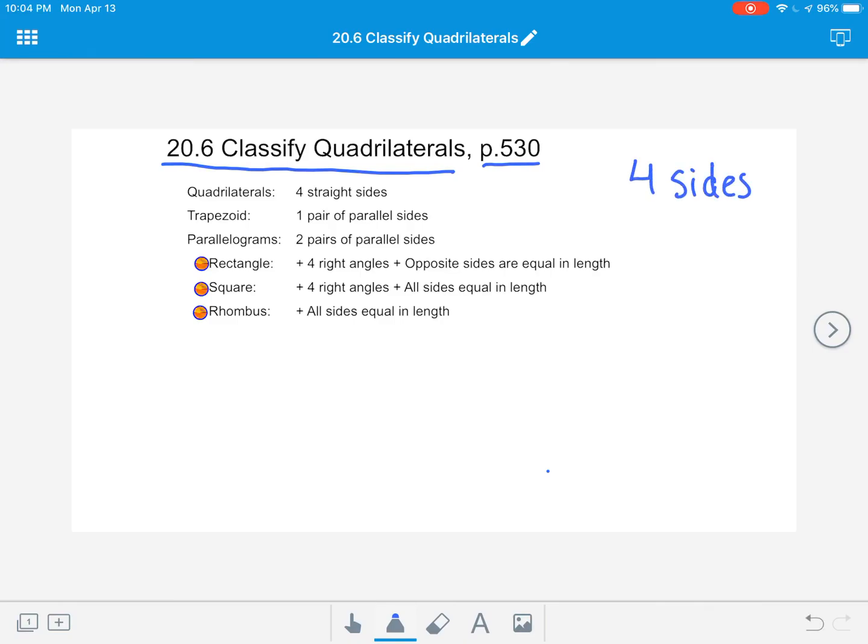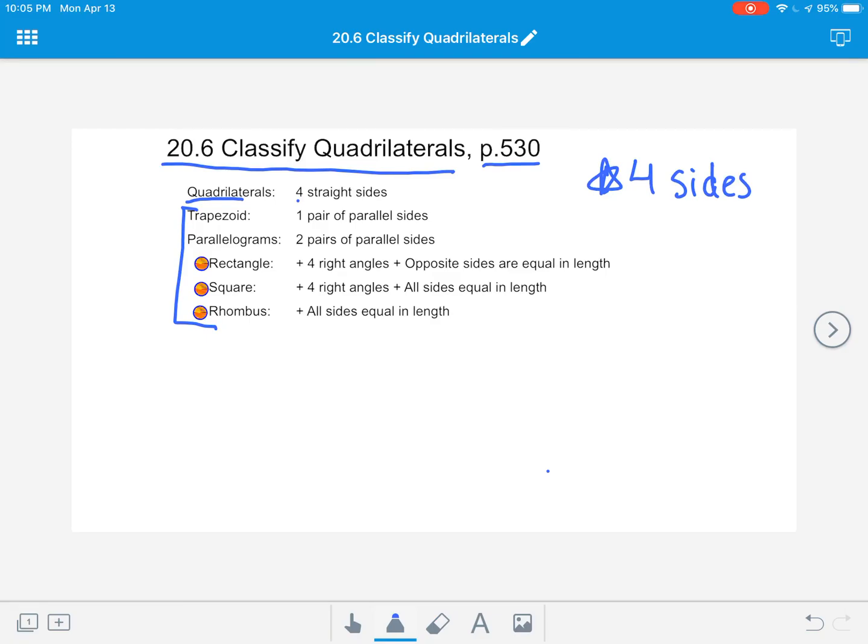Now, depending on how these sides interact with one another, what kind of angles they form, if the sides are parallel or not, will determine what type of quadrilateral it is. But all of the objects we are talking about today all have four sides. So the general term quadrilateral means four straight sides. So all of these shapes and figures here are all quadrilaterals, but they have specific names depending on how the sides interact with each other.